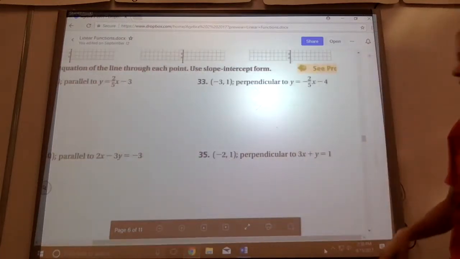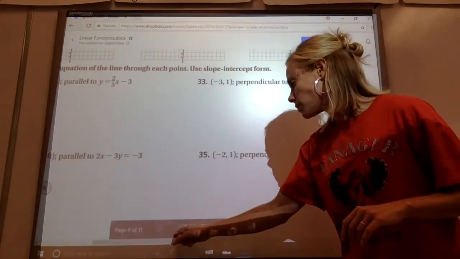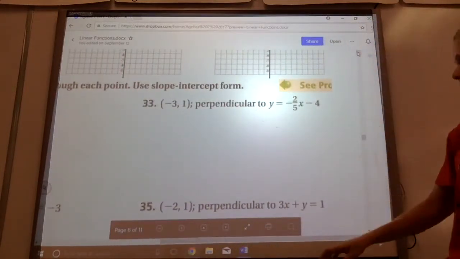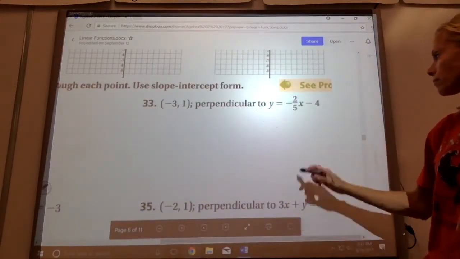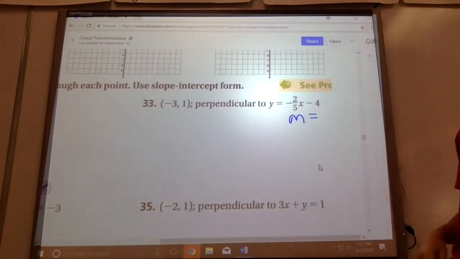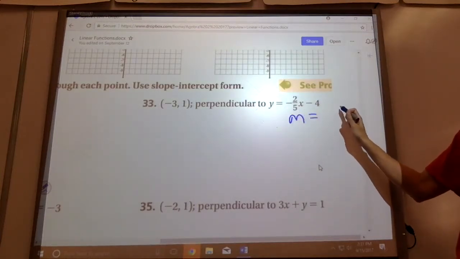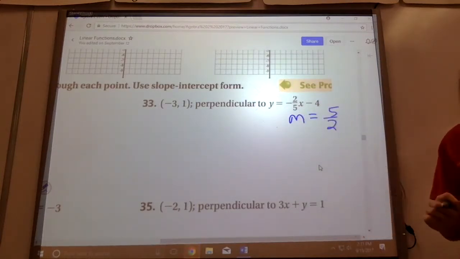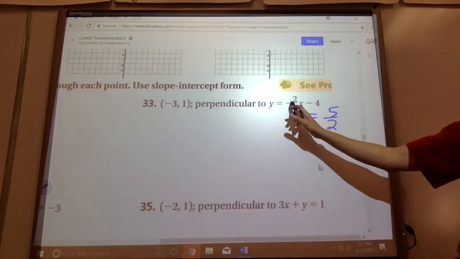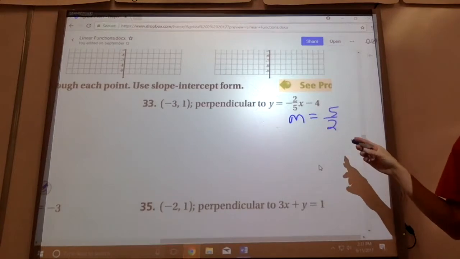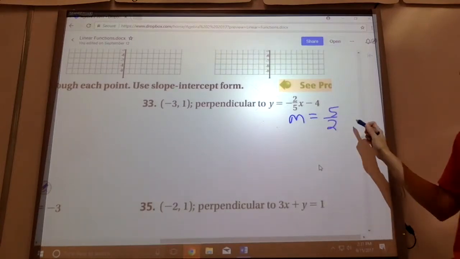So if I want a perpendicular slope, what would be the perpendicular slope on here? M would be what? Very good. Positive, because this is negative, so positive, and then 5/2. You flip it, right? We change the sign. Negative becomes positive, and I flip it. 2/5 becomes 5/2. So there's my slope.